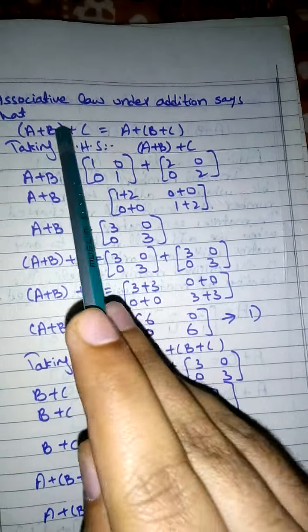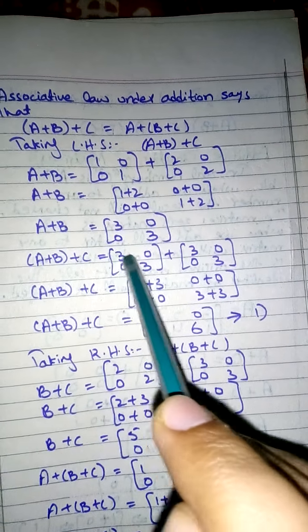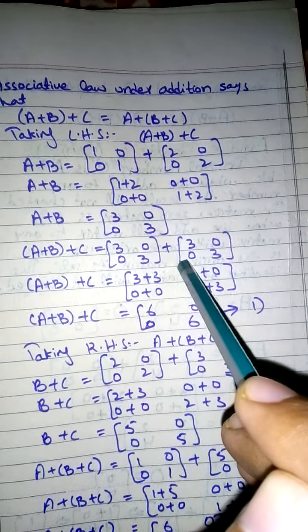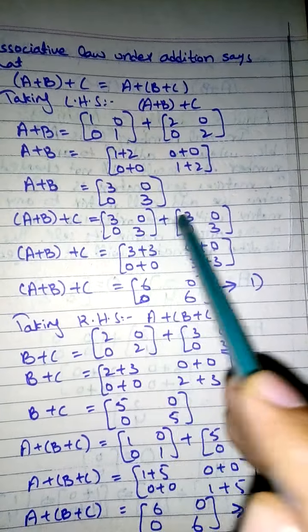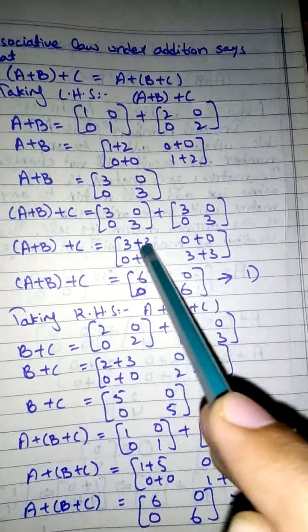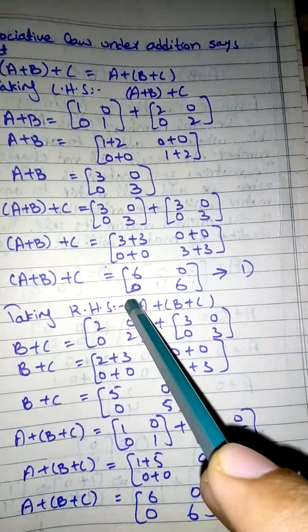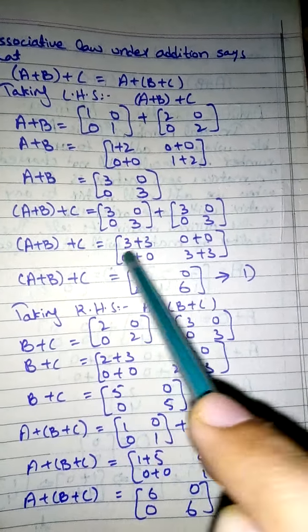Now we have to add the third matrix to the sum. The sum is 3 0 0 3 and the third matrix is 3 0 0 3 here. So we have to add these two matrices. Corresponding elements will be added. 3 plus 3 is 6, 0 plus 0 is 0, and 3 plus 3 is 6. We will write this as equation number 1.